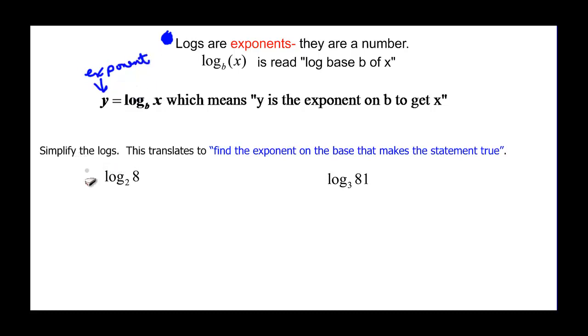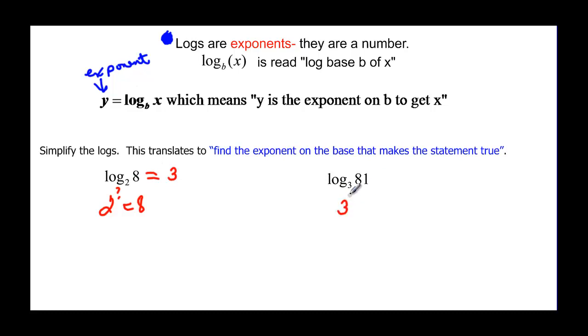So we want to simplify these logs. And remember, it translates to: find the exponent on the base that makes the statement true. So if I have log base 2 of 8, I'm really saying 2 to the what is going to be equal to 8. And we all know that, hopefully, or you could always calculate it yourself, 2 times 2 times 2 is 8, so 2 to the third. Log base 2 of 8 is equal to 3. That's the exponent on 2.